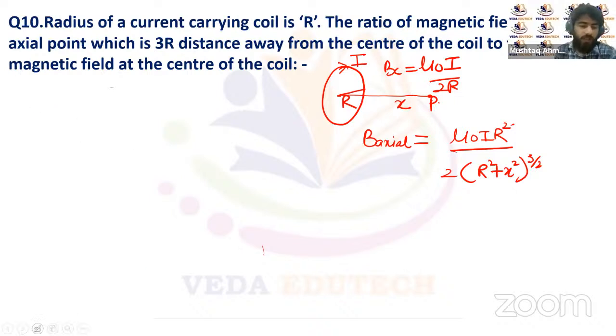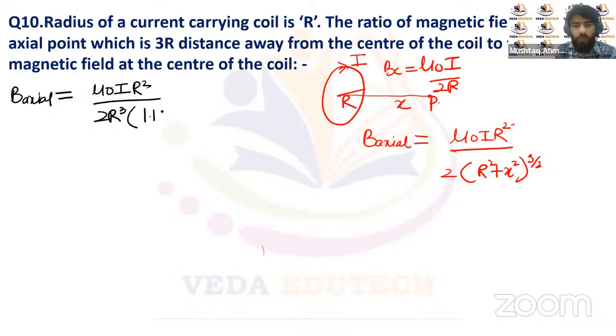Now we can modify this equation in terms of the magnetic field at the center, right? So B axial will be... What we can do here is take r square as common, so it will be mu naught I r square upon 2 r cube times 1 plus x square upon r square, to the power 3 by 2.